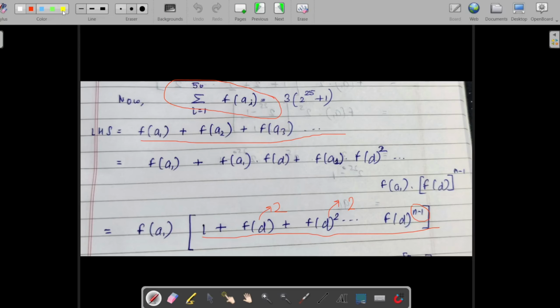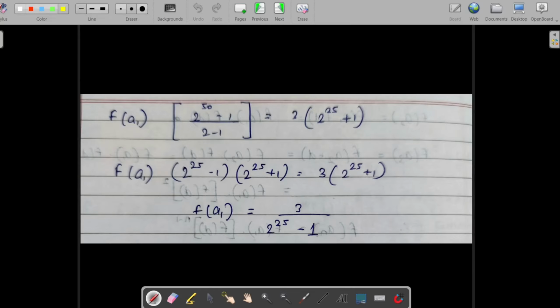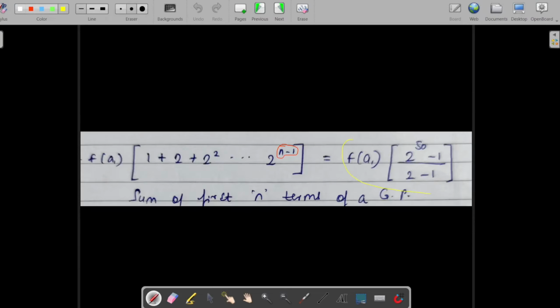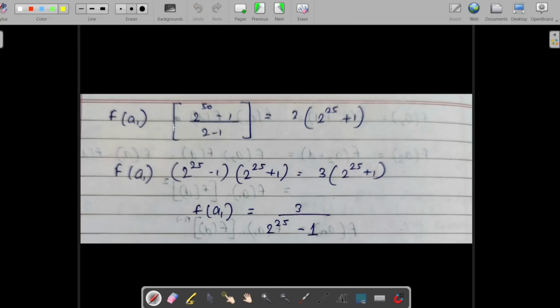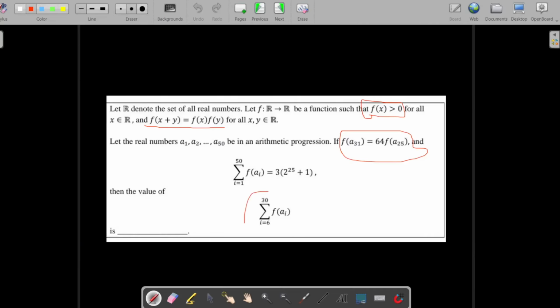Let me change the color. Okay, is yellow visible? Yeah, this value was 3 raised to the 3 into 2 raised to power 25 plus 1, and we have calculated LHS here. This is basically your LHS. We will just substitute it here in the original equation, and from there we will get the value of f(1). Don't simplify it, we will require it again because now we will finally move to this which we have to calculate.